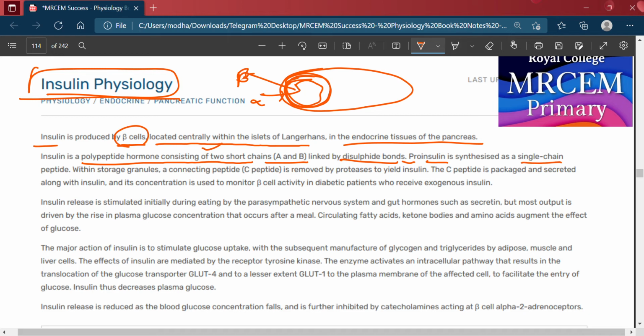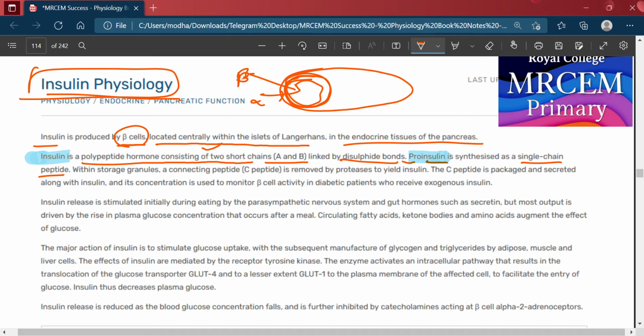Okay, as we have seen, this is the insulin structure, then this is the proinsulin. Okay, so proinsulin is a single chain peptide. Within storage granules, the connecting peptide, C-peptide, is removed by protease to yield insulin.